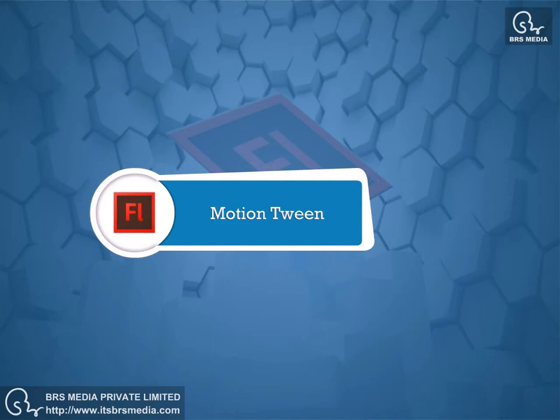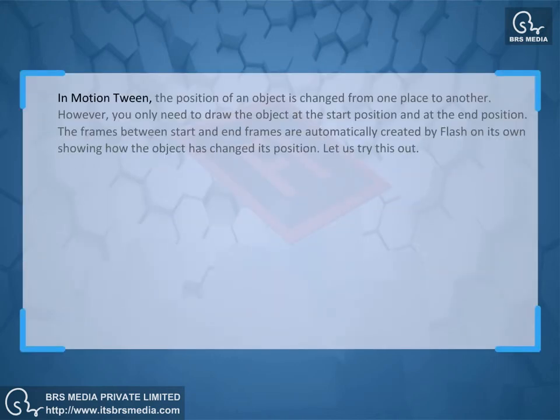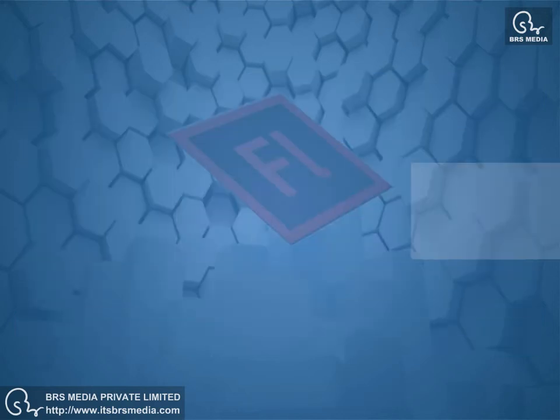Motion Tween. In Motion Tween, the position of an object is changed from one place to another. However, you only need to draw the object at the start position and at the end position. The frames between start and end frames are automatically created by Flash on its own, showing how the object has changed its position. Let us try this out.